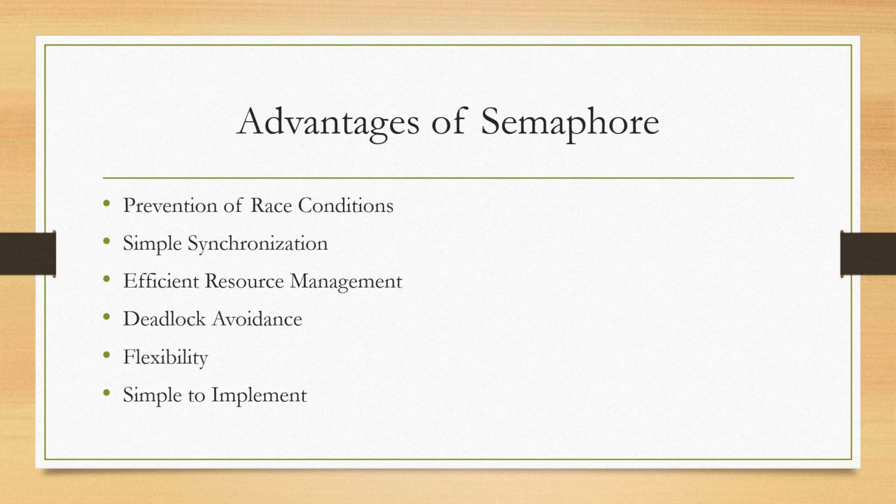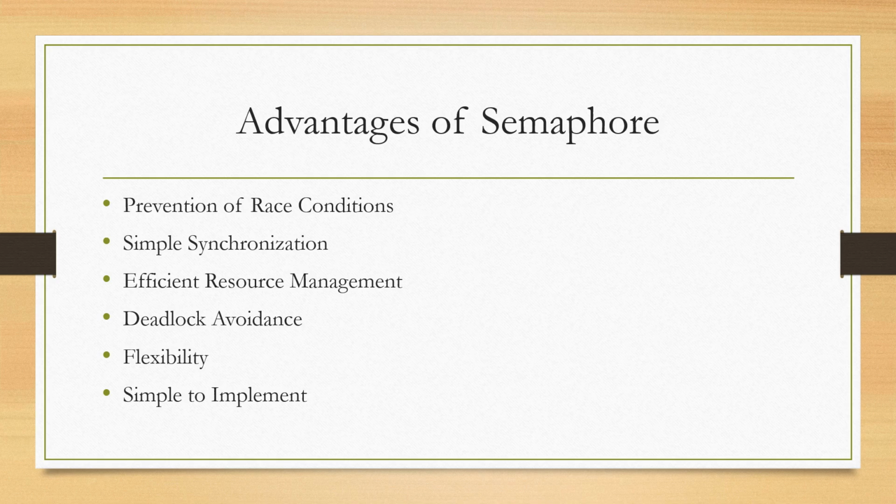1. Prevention of race conditions. Semaphores help prevent race conditions by ensuring that multiple processes or threads do not simultaneously access critical sections of code or shared resources. By controlling access through semaphore operations like wait and signal, semaphores enforce orderly resource allocation.